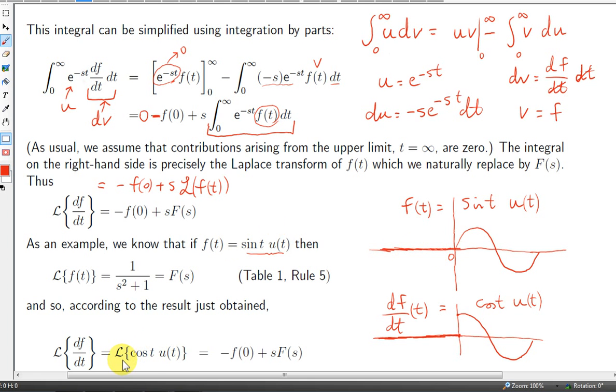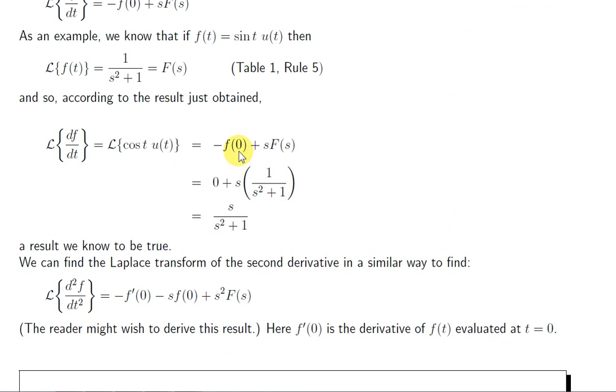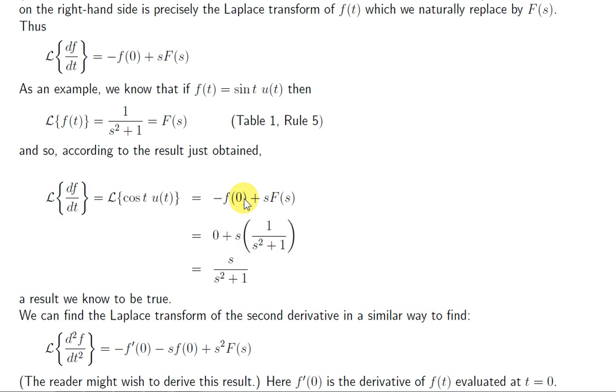Now we can use our rule to get L of cos of t. We want L of df dt, the derivative of sine of t. Well, we know it's minus f of 0 plus s times big F of s. Well, what's little f of 0? Well, that's just the sine of 0, which is 0. And we have to multiply s by big F of s. Well, here's big F of s. So we get s over s squared plus 1.